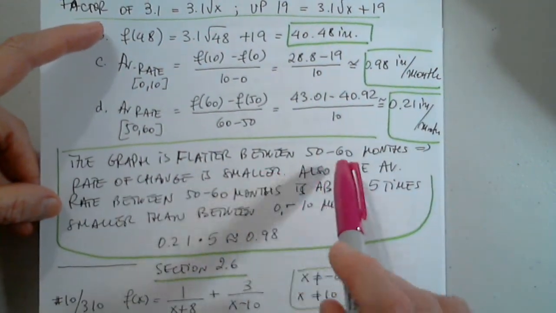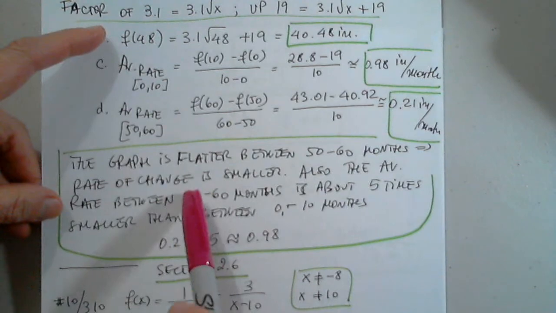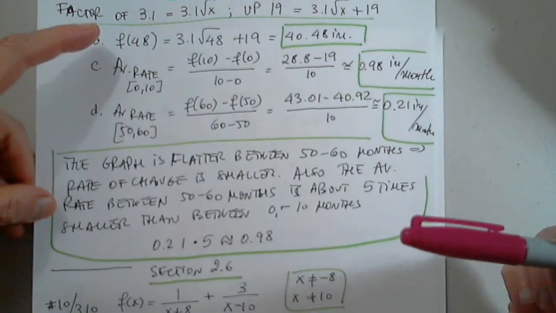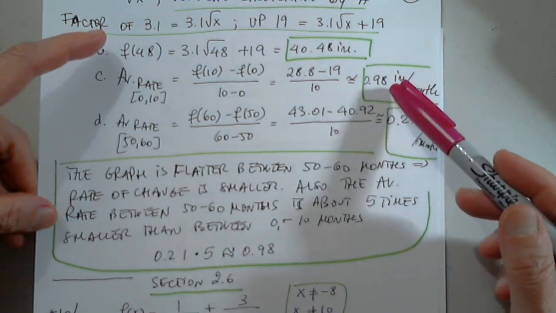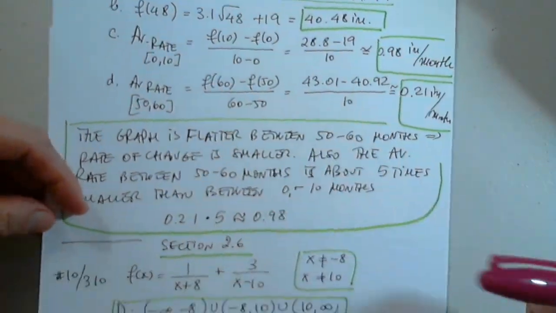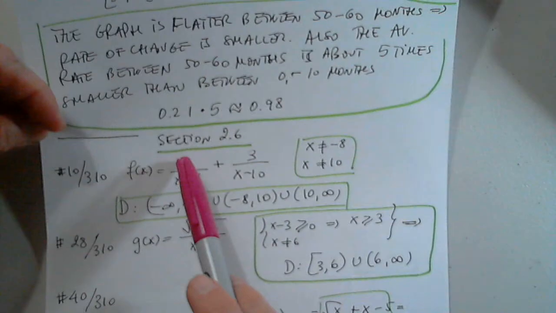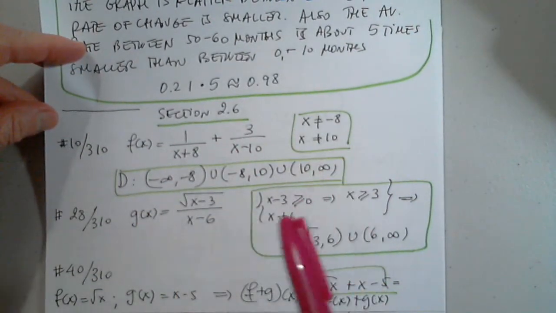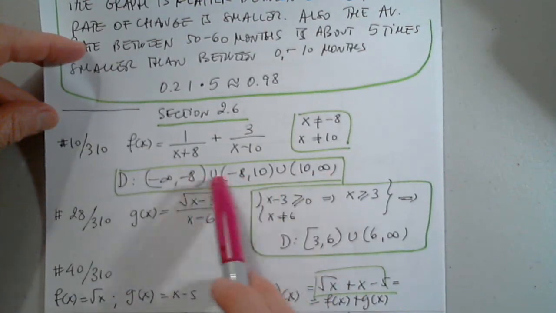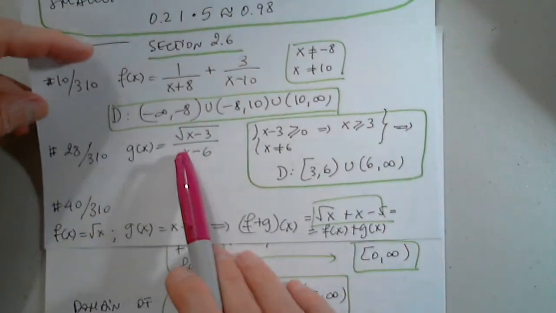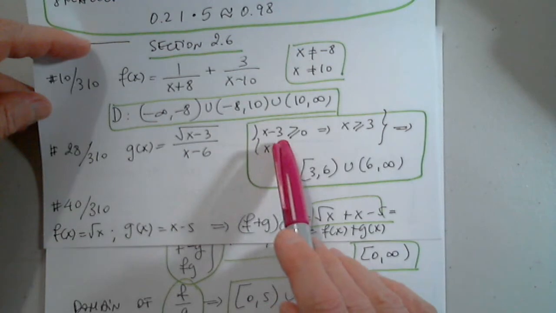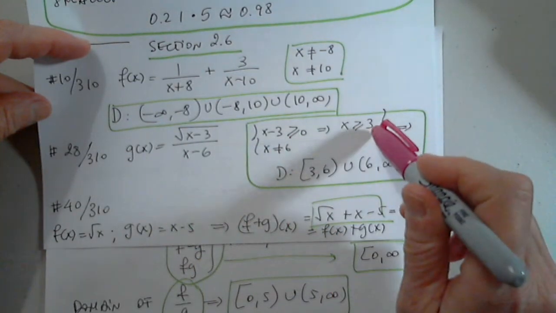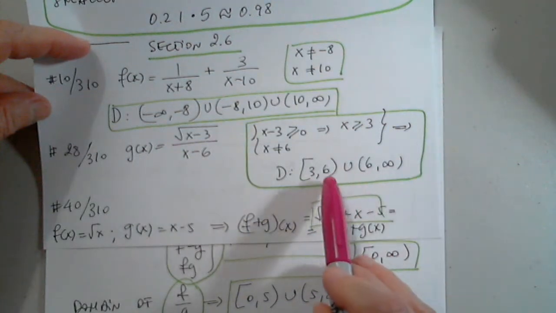So the graph is flatter between 50 and 60 months. And as you see, this rate of change, roughly times 5, will give us this rate of change. It's a little bit more, of course. Section 2.6, we're asked to find the domain. x cannot be -8 and 10, so we have to write this in interval notation. Here there are also 2 conditions: x minus 3 greater than or equal to 0, and x cannot be 6. So between 3 and infinity, but I have to exclude 6.